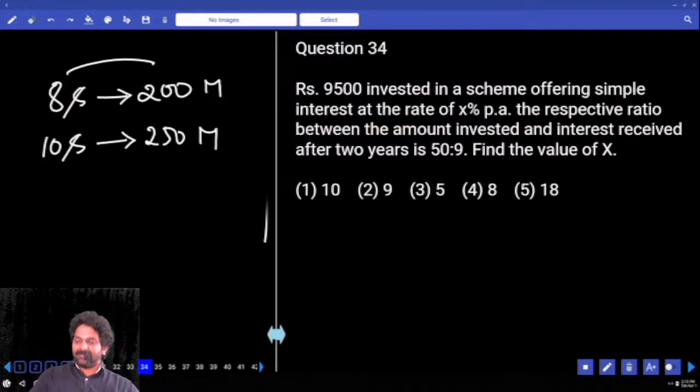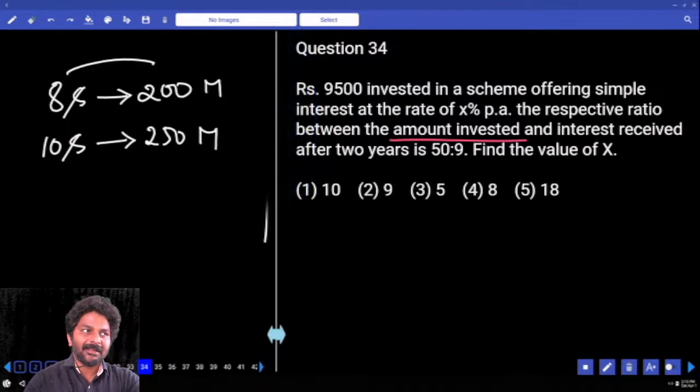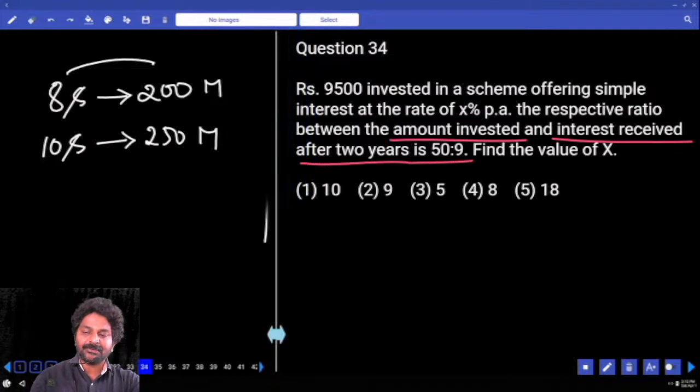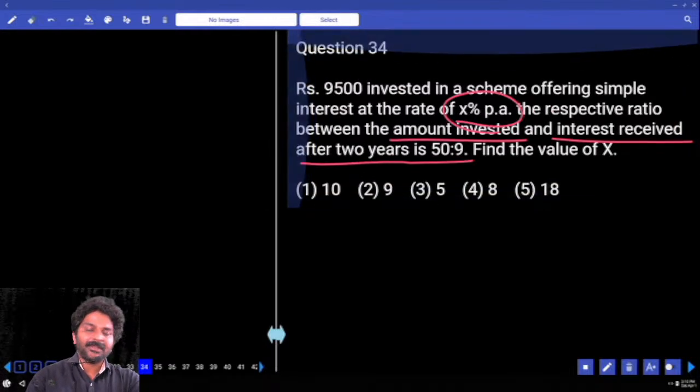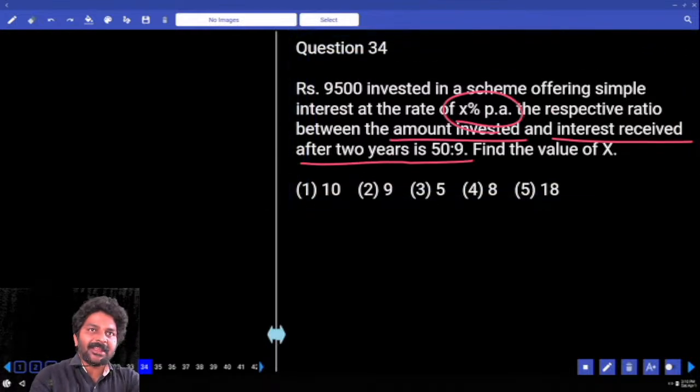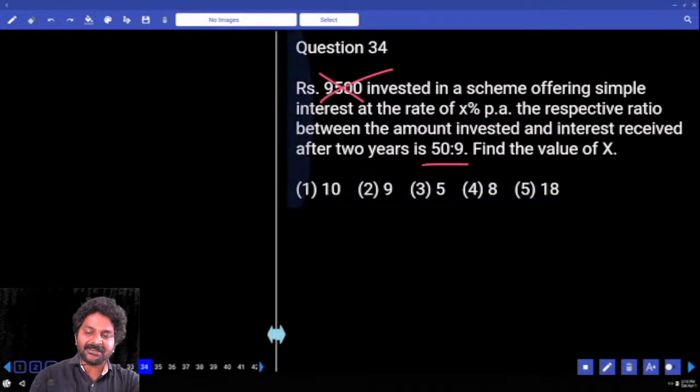9,500 invested in a scheme offering simple interest at the rate of X% per annum. The respective ratio between the amount invested, the technical term being principal, and interest received after 2 years is 50:9. Find the value of X. What was X? Rate of interest. We need to calculate the rate of interest. We don't need this number. This is enough for us.